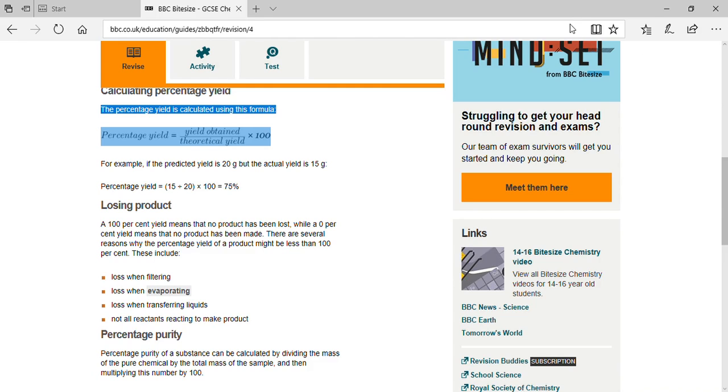Now I think you can understand this one. What is here? Percentage yield is yield obtained upon theoretical yield multiplied by 100. Do you understand that? Yes, I understand. Great.